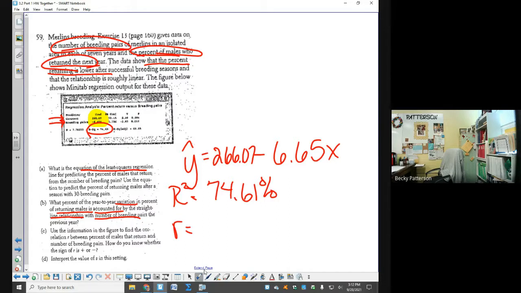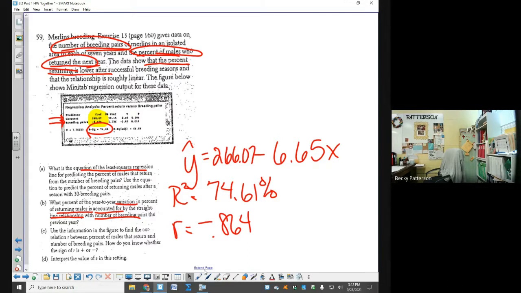Remember, R should be between 0 and 1, so don't give me a big number that's beyond that. 0.864. Anybody confirm that? Everybody agrees it's 0.864. It's negative. Why is it negative? Because the slope is negative. Negative 0.864. Oh, how easy is it to forget that? Good job, Elijah. Way to catch that.